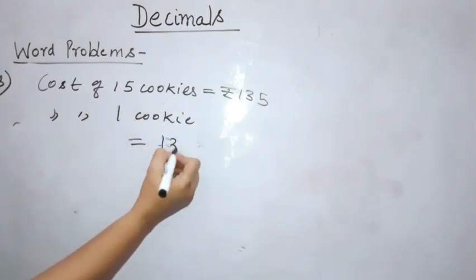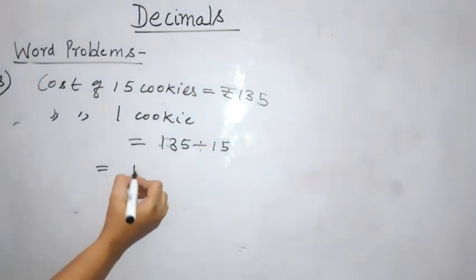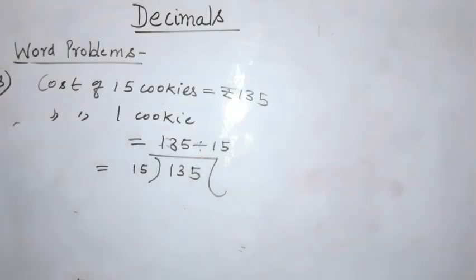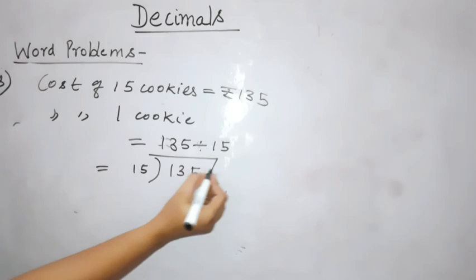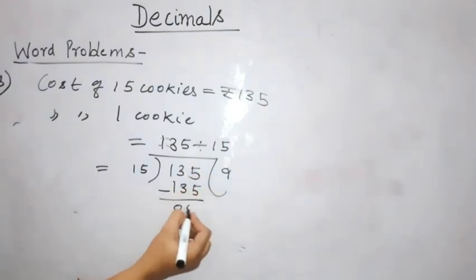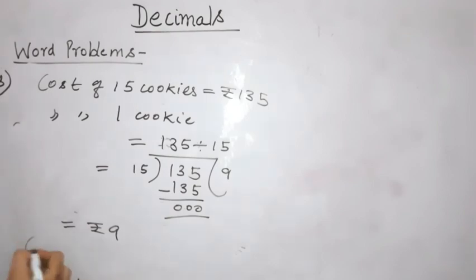So to get the amount of 1 cookie, 135 will be divided by 15. So does it come in the table of 15? Yes or no? Kindly tell me in the comment section. Yes, it comes in the table of 15. 15 nines are 135. So what is the cost of 1 cookie? It is rupees 9. What is the cost of 1 cookie? It is rupees 9.